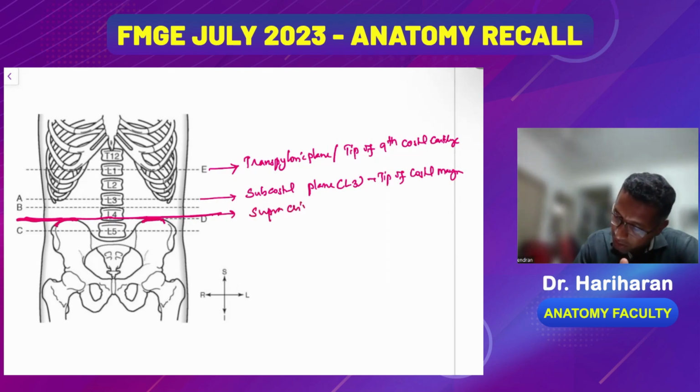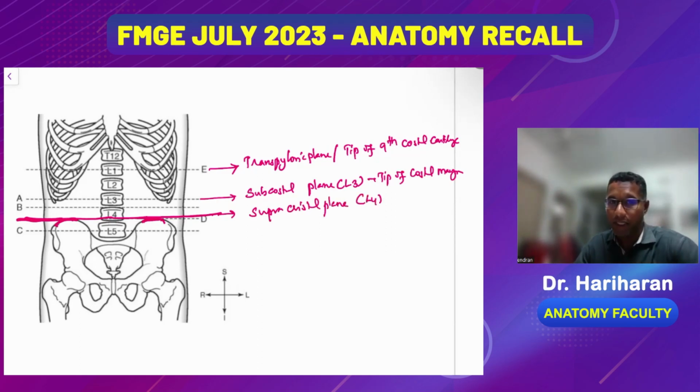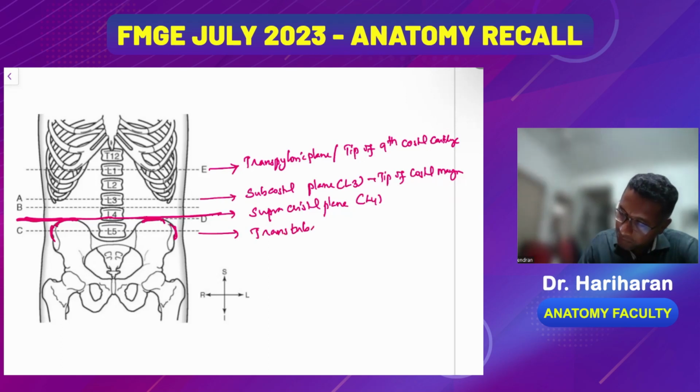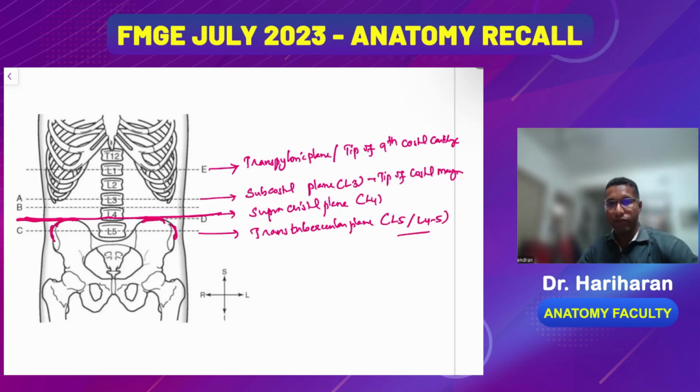This is called the supracristal plane, and the supracristal plane passes through the L4 vertebra. Okay, and if you draw a plane through the tuberosity of the ilium or iliac tubercle, then this line is called the transtubercular plane. This transtubercular plane passes through L5, or sometimes through L4, L5.